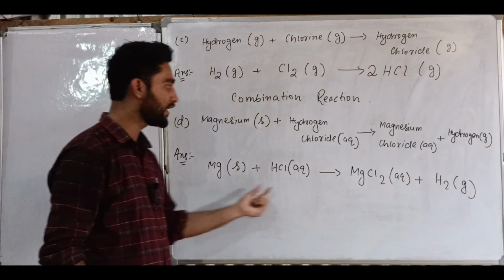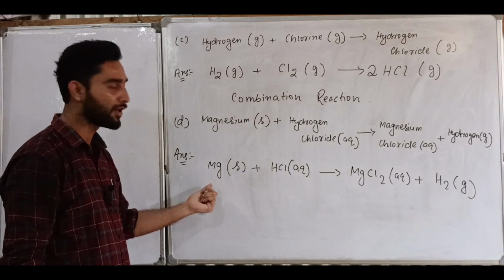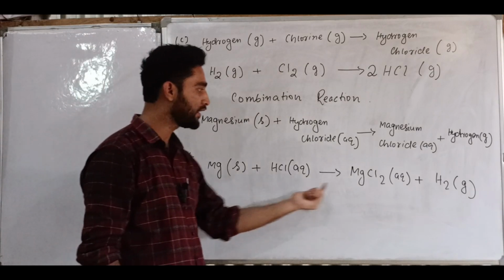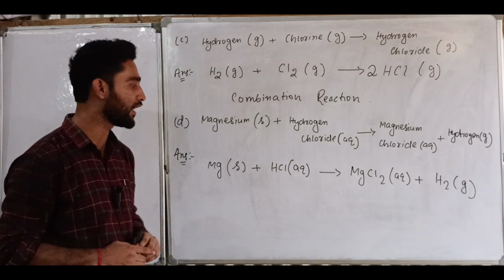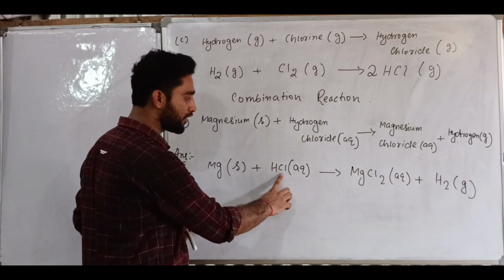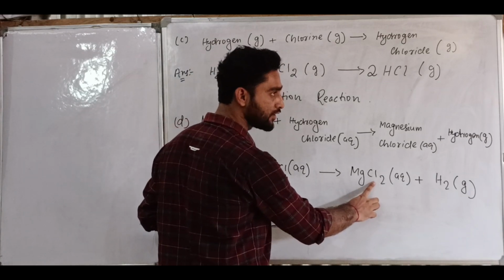So first we have to balance this chemical equation. First try to balance the metal. Which one is the metal? Magnesium is the metal. So the number of magnesium on the left hand side is 1, right hand side also 1. Now try to balance the non-metal other than oxygen and hydrogen. Which one is the non-metal? Chlorine is the non-metal. So left hand side chlorine is 1, right hand side chlorine is 2.